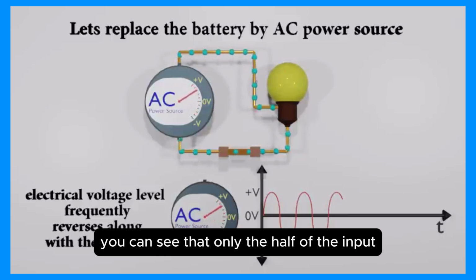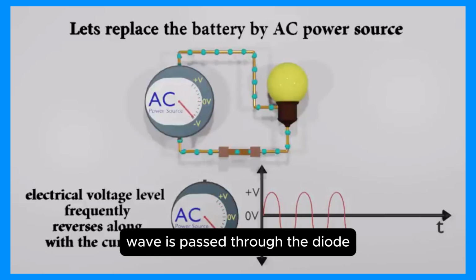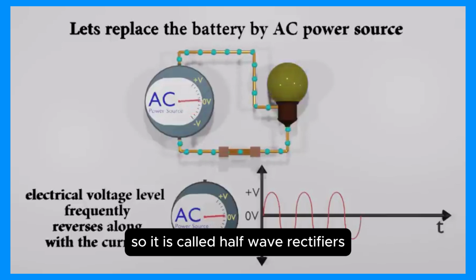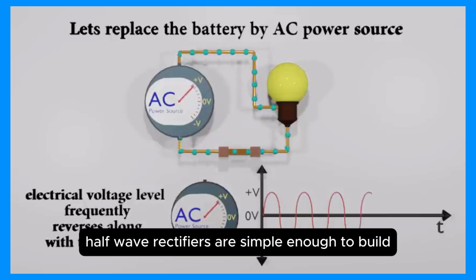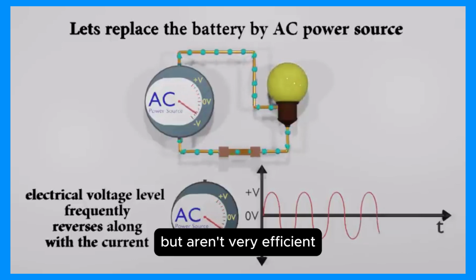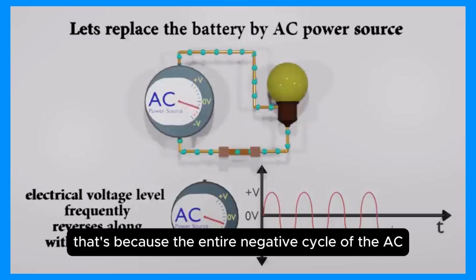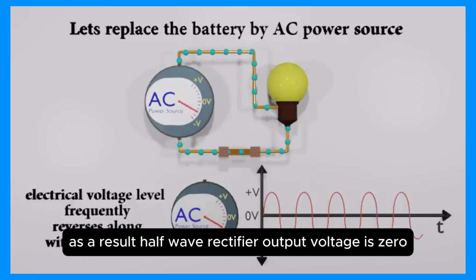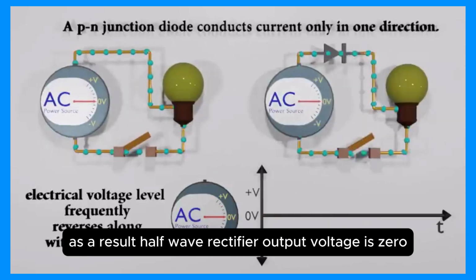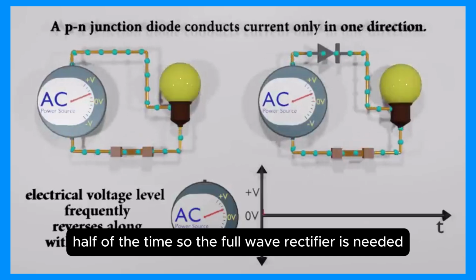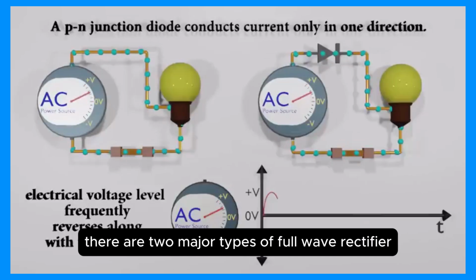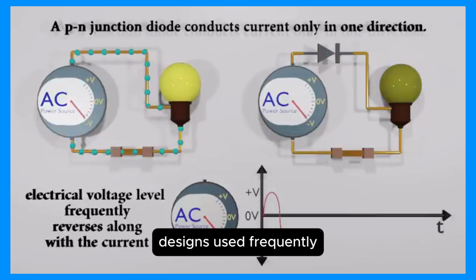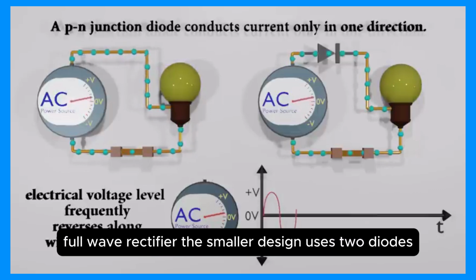You can see that only half of the input wave is passed through the diode, so it is called a half-wave rectifier. Half-wave rectifiers are simple enough to build but aren't very efficient. That's because the entire negative cycle of the AC input is blocked. As a result, the half-wave rectifier output voltage is 0 half of the time, so a full-wave rectifier is needed. There are 2 major types of full-wave rectifier designs used frequently. The smaller design uses 2 diodes.